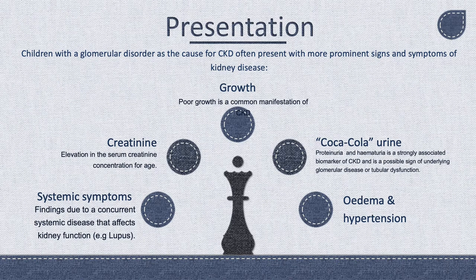Children with glomerular disorders as the cause of CKD often present with more prominent signs and symptoms of kidney disease, which include systemic symptoms and findings due to concurrent systemic diseases that affect the kidney function, for example SLE. Raised creatinine levels for their age, poor growth, Coca-Cola urine as a result of proteinuria and hematuria, which is a strong biomarker of CKD, and edema and hypertension.